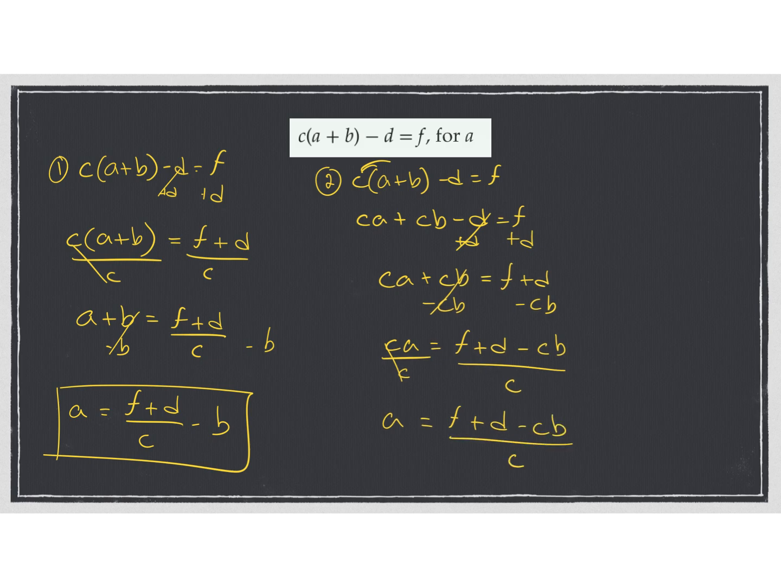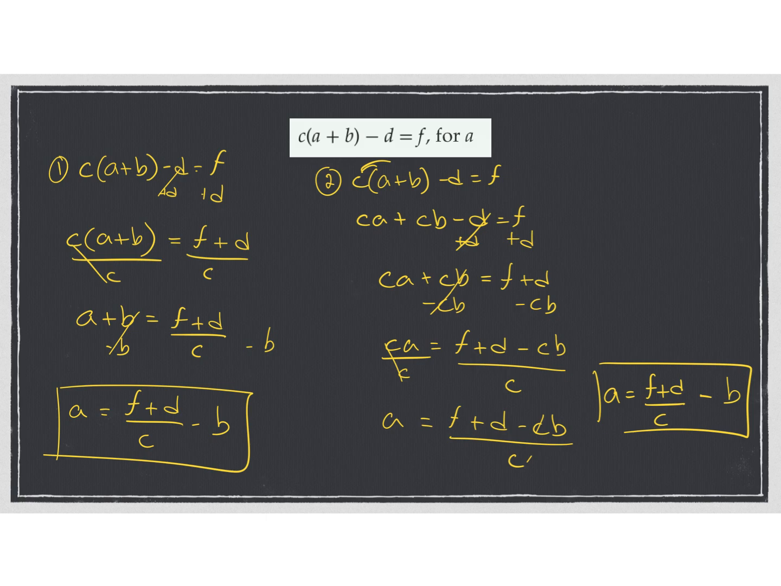Now I can simplify this to match the other equation because this C and this C cancel out in that term, but that does not mean it will cancel with the F and the D. So this final answer would be A equals F plus D over C minus B. So the exact same thing we had before once you simplify it.